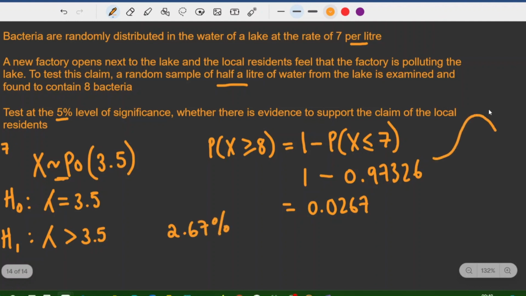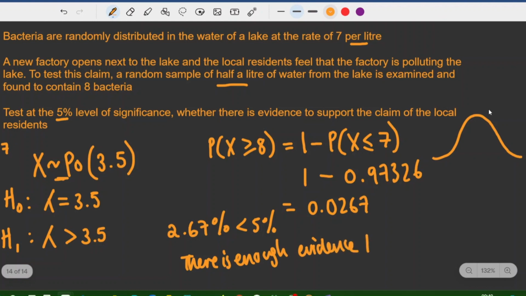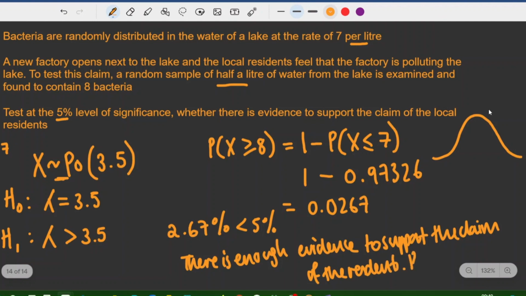And thinking about the bell curve, we want to find out whether it's below 5%, and it is. And so there is enough evidence to support the claim of the residents, and therefore we reject H0.